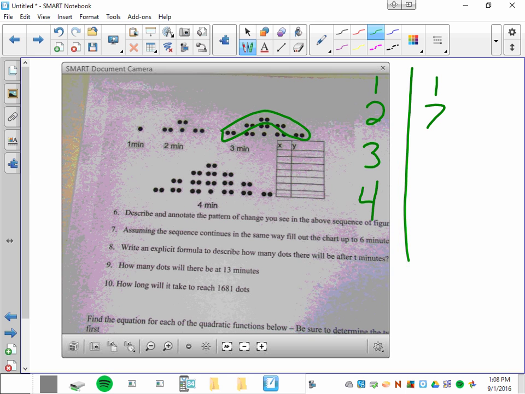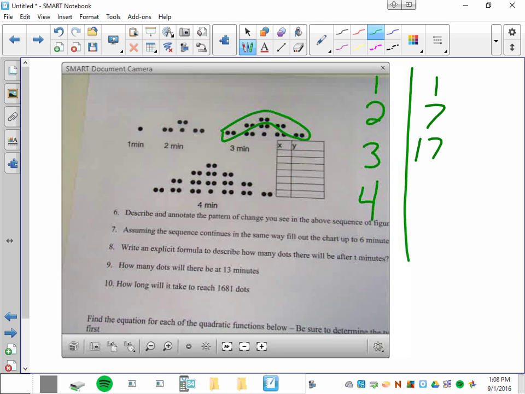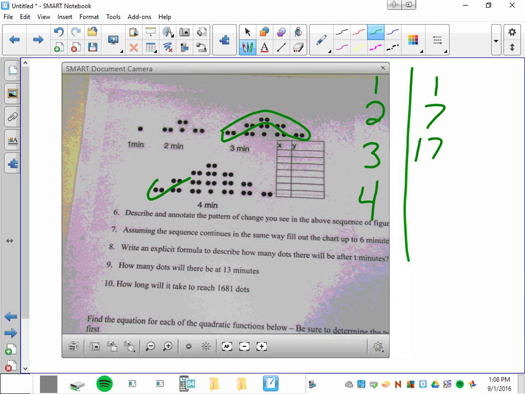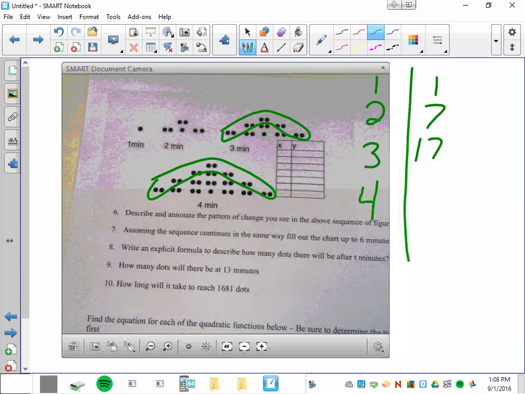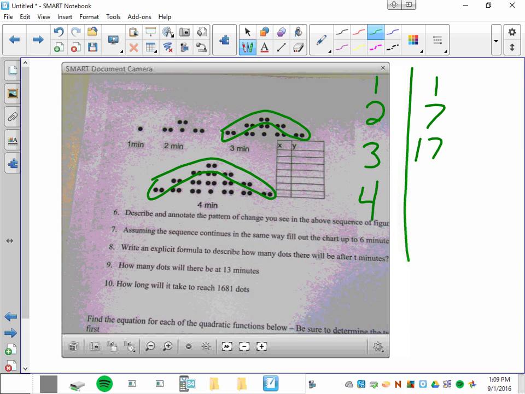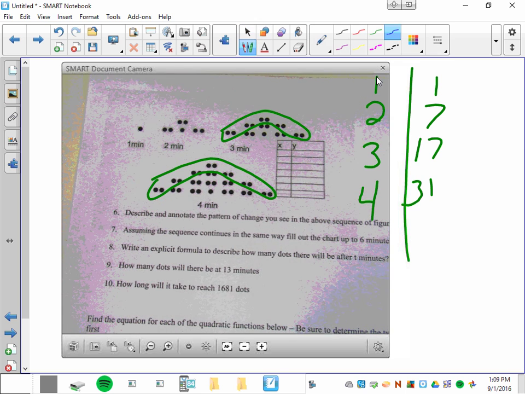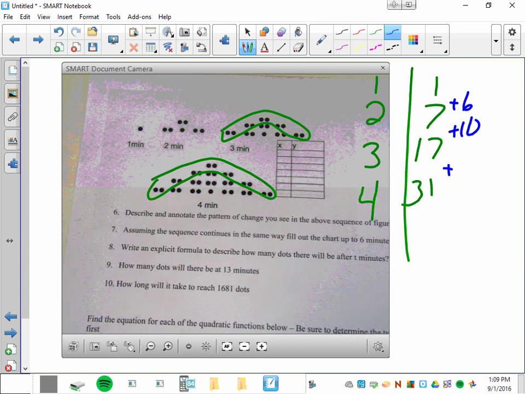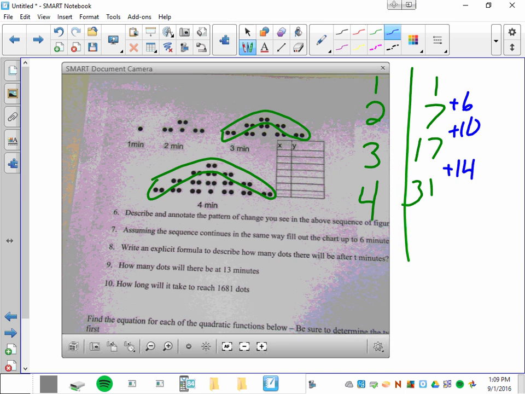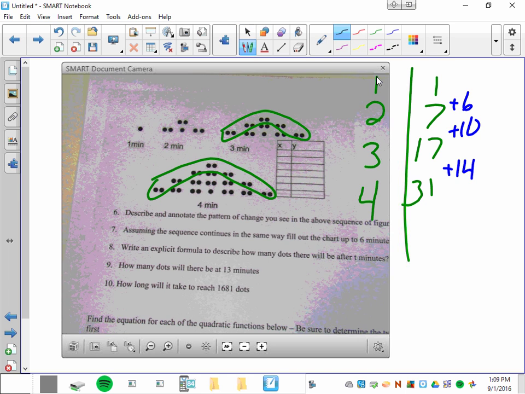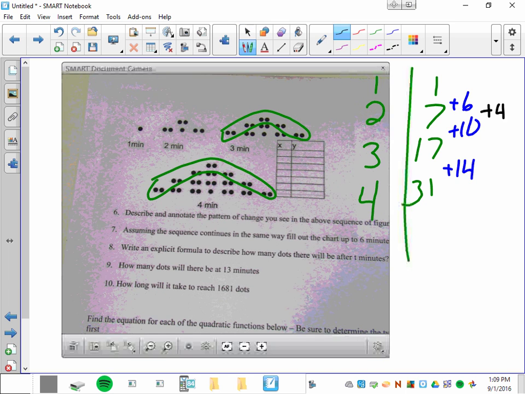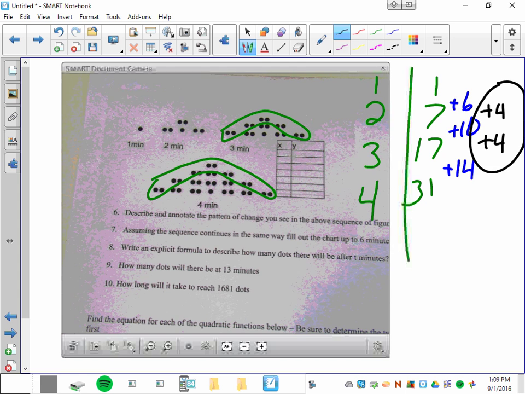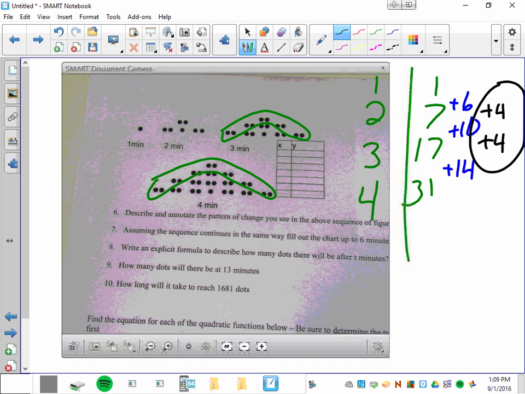We're going to add another 10, so 17. And then in the next picture, we're adding 14 more dots, so that would be 31. As far as first differences go, plus 6, plus 10, plus 14, it's not linear. Second differences, plus 4, plus 4, this is a quadratic equation because the second differences are constant.